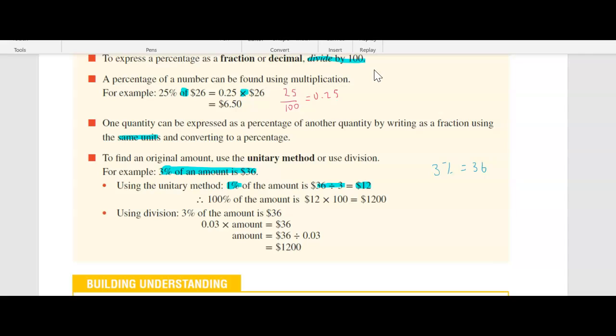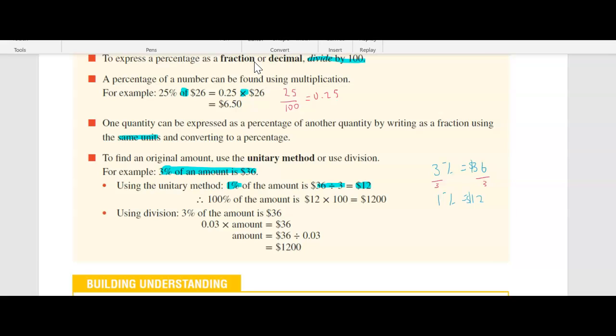Okay, 3% is equal to $36. So if I wanted to get just 1%, you can say, well, what do I divide that 3% by? I divide it by 3. So whatever I do to one side, I need to do to the other. So 3 divided by 3 gives me 1. 36 divided by 3 gives me 12. So that's where the $12 has come from. So if you wanted 100% of that amount, then you can just multiply that 12 by 100.